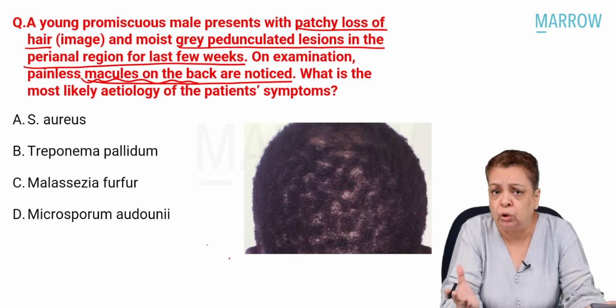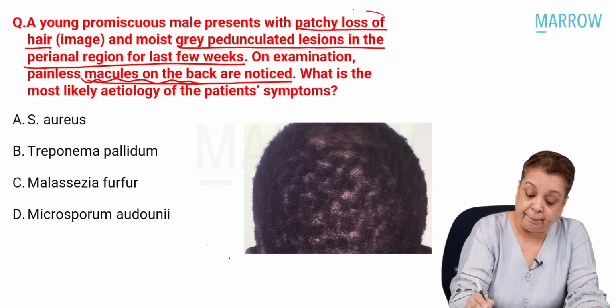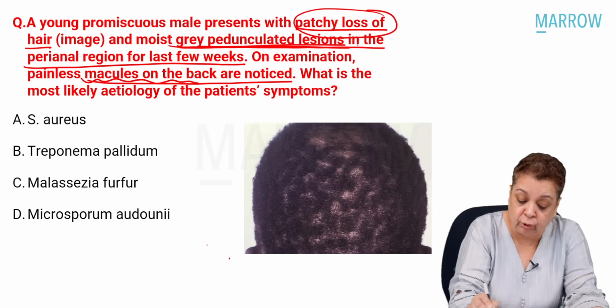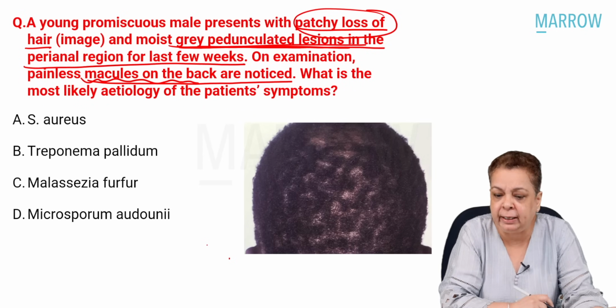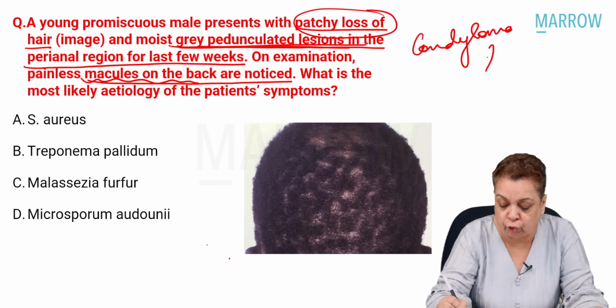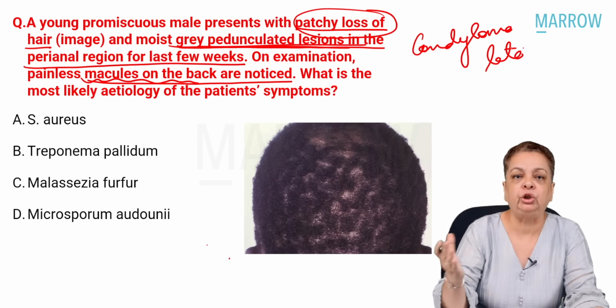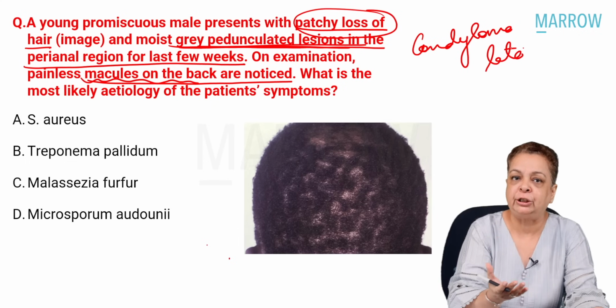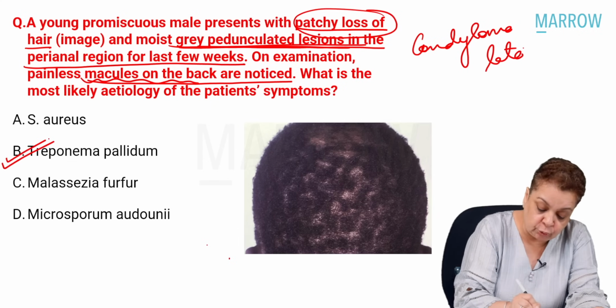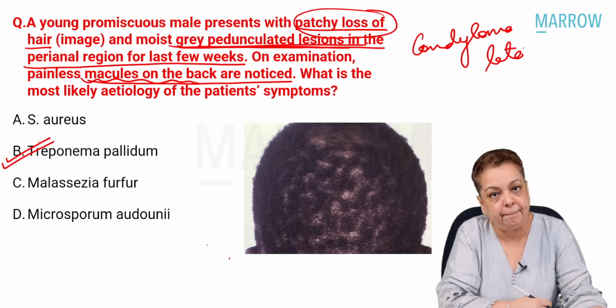But there are 2 more symptoms mentioned out here. The patchy loss of hair, alopecia, along with these moist pedunculated lesions in the perianal regions. What are these? Condyloma lata. So this triad, alopecia with condyloma lata with macular rash, this is definitely secondary stage of syphilis. The answer to our question is Treponema pallidum.